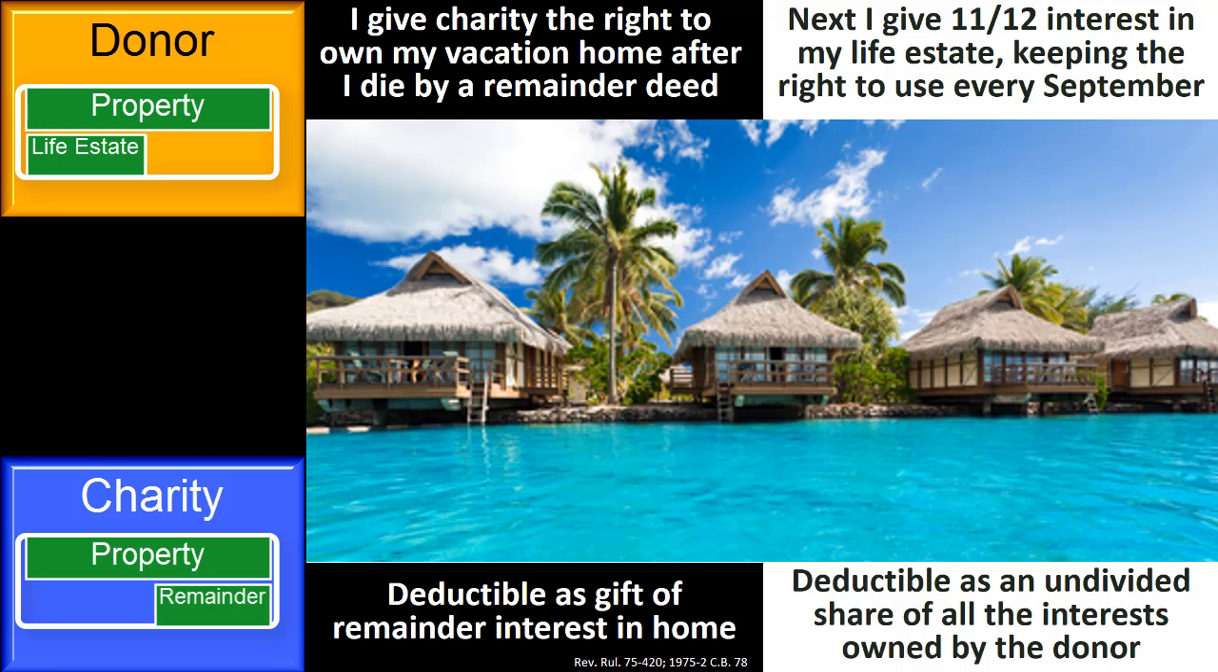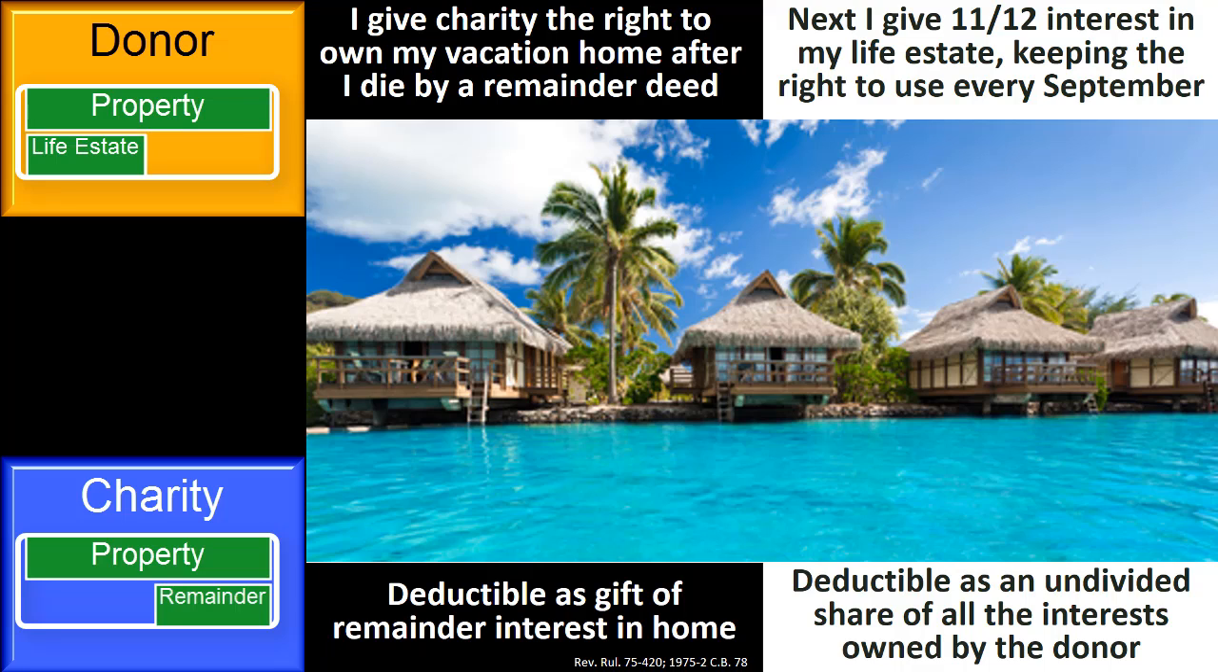The total ownership rights to a property consist of the life estate, right to use during life, and the remainder interest, right to own after death. After this transaction, the donor's only remaining interest in the property is the right to use it for the remainder of his life.